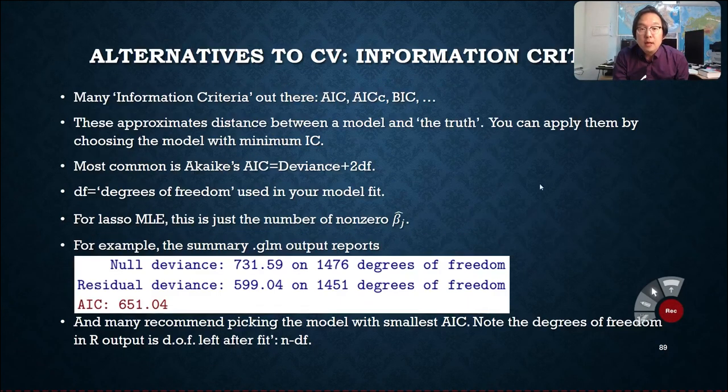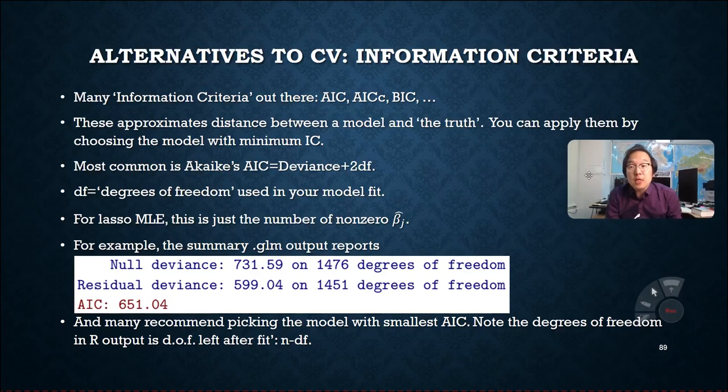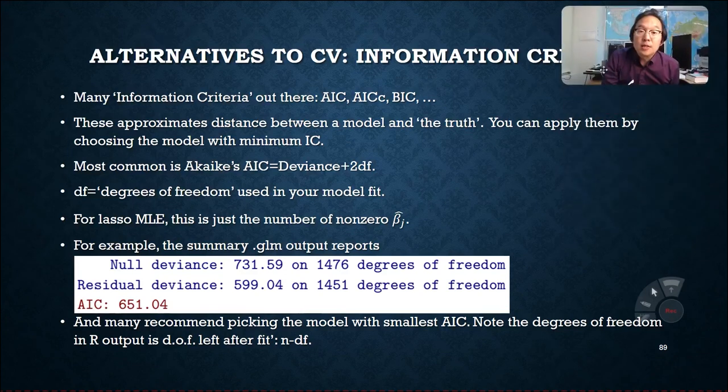And then an alternative to cross-validation is information criteria. The Akaike information criteria, or a corrected version of it, or the Bayesian information criteria, is available. You want to minimize this. These approximate the distance between the model and the truth. You can apply them by choosing the model with minimum information criteria. It's a distance measure, so you want a minimum distance.